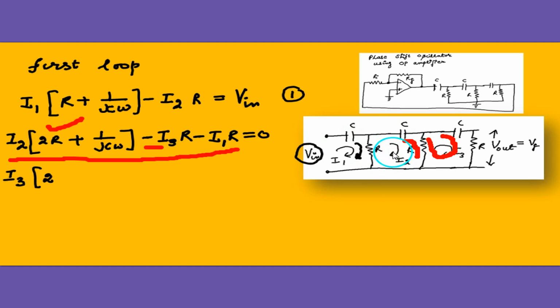Similarly, in this loop, this is the loop of I2, but I1 is flowing through the same resistor, down. For I2 it is positive, but for I1 it will be negative. Okay.